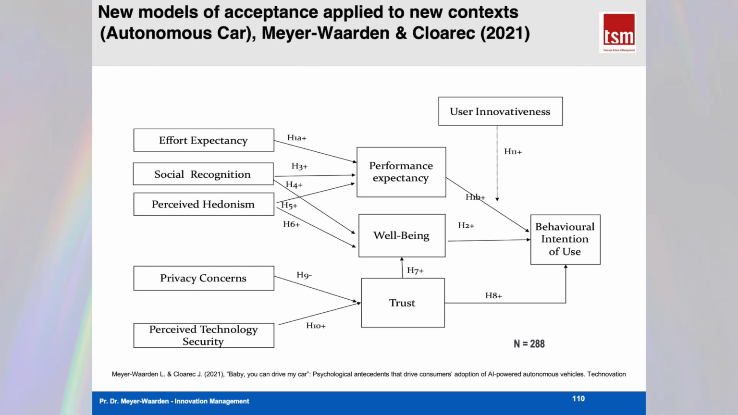This is important, as everybody knows about the car accident with the autonomous cars, where a driver died. So perceived technology security increases trust into the technology, which in turn impacts positively well-being, but also behavioral intention to use. And well-being, as well as performance expectancy, impact as mediating variables between the antecedents, the benefits, and the behavioral intention. User innovativeness positively moderates performance expectancy and well-being on behavioral intention to use.